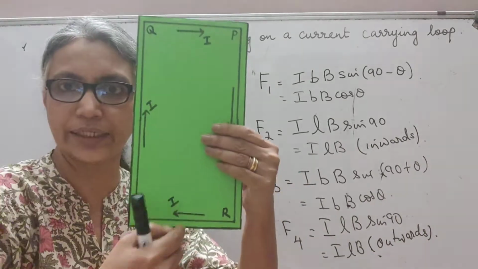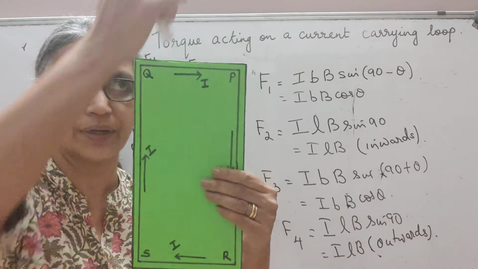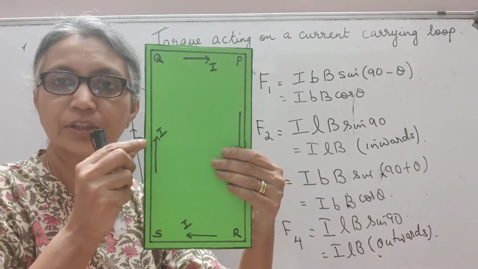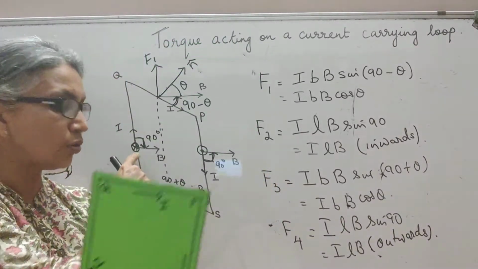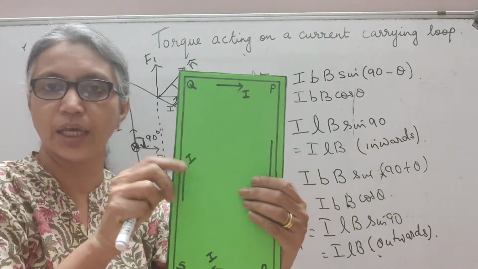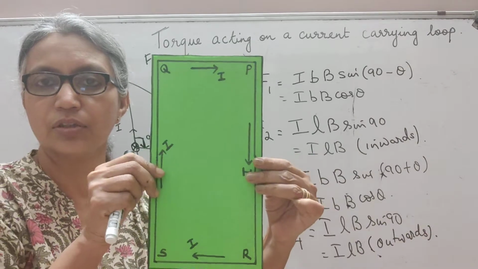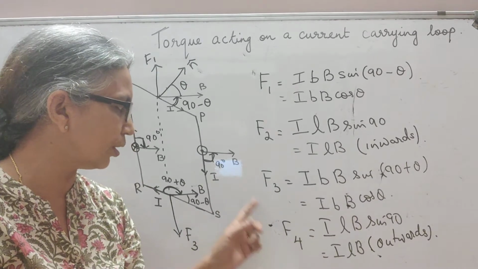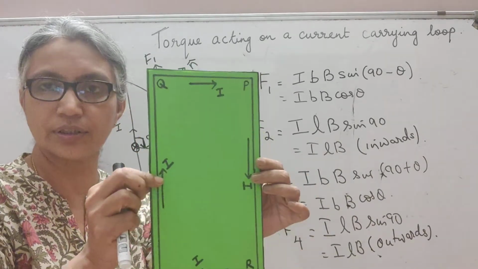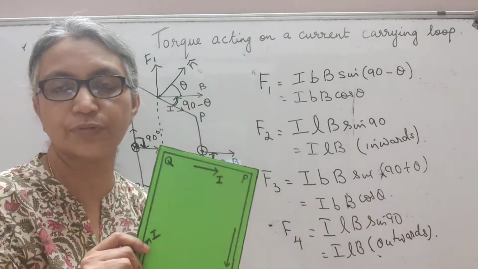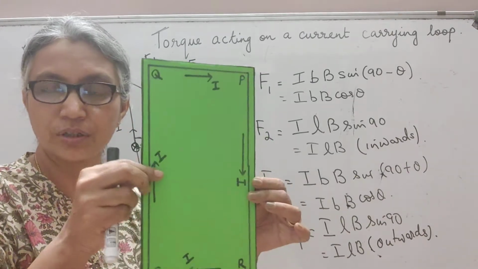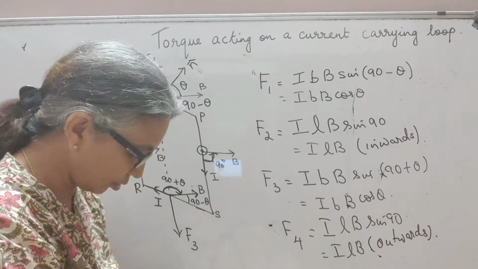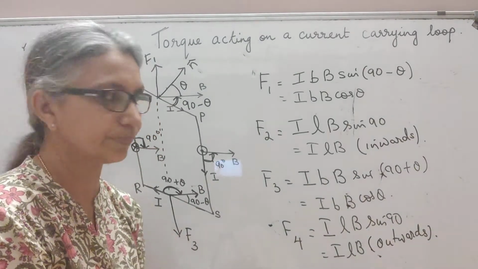We have F1 and F3, both equal in magnitude but opposite in direction, and therefore the net force of F1 and F3 will cancel. But you have F2, which is an inward force. It is pushing it in like this, and F4, which is pushing it out like this. So it will turn in the magnetic field, and these forces F2 and F4, both being the same, act on this, producing rotational motion. So these forces are called a couple. So because of the couple, this coil will start rotating in this magnetic field. And we are now going to find out an expression for that torque.